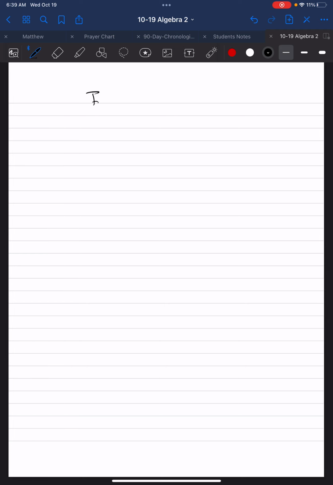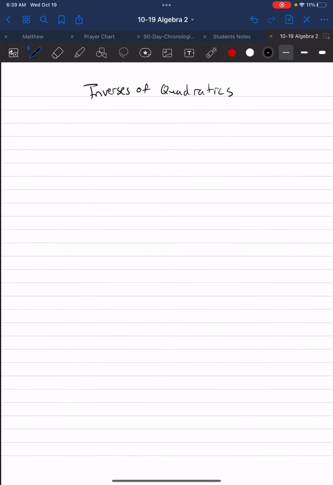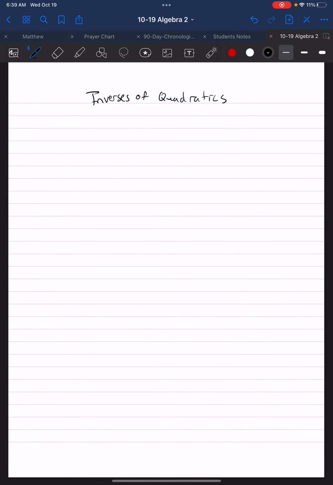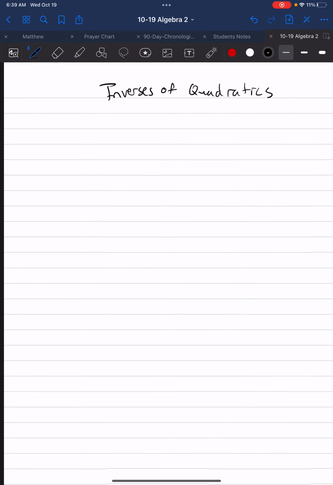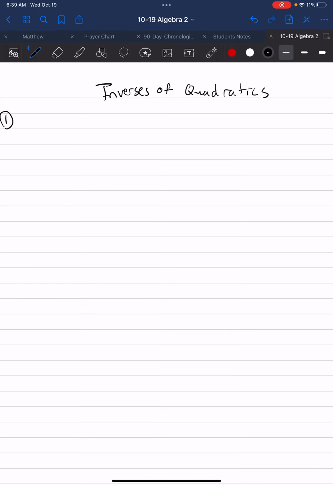Inverses of quadratics. I'm just going to show a couple of examples because the steps are the exact same as linear inverses, and I'll talk through them as I do them. So let's just start with example one.